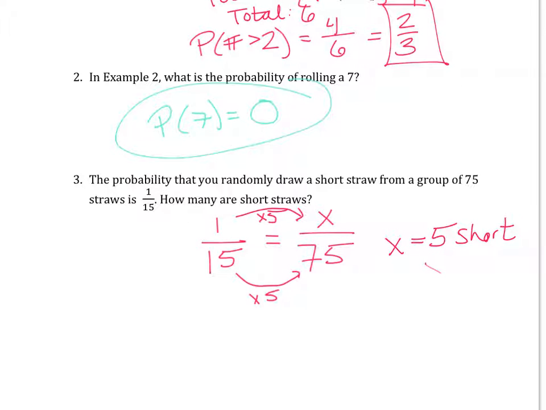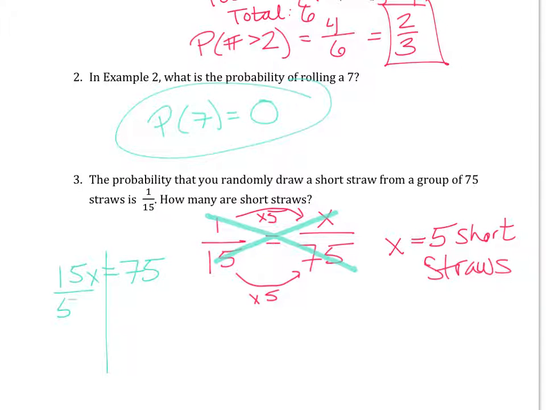Now, if you wanted to use the cross product, it would be just as easy. Just multiply our 2 sets of values here. So we would have that 15x is equal to 75, and again, we would have to divide to get x by itself. So divide both sides by 15, and just as we discovered before, 75 divided by 15 would give us 5 short straws.